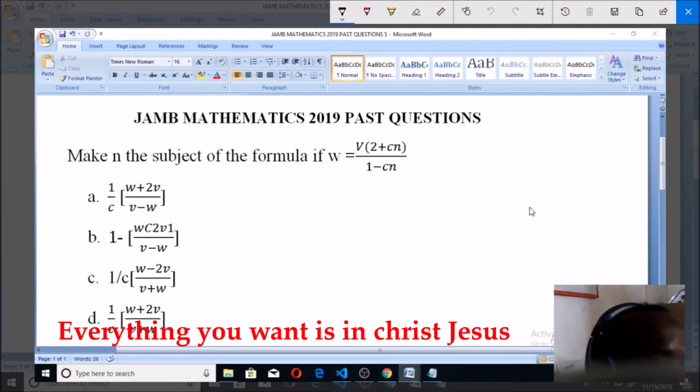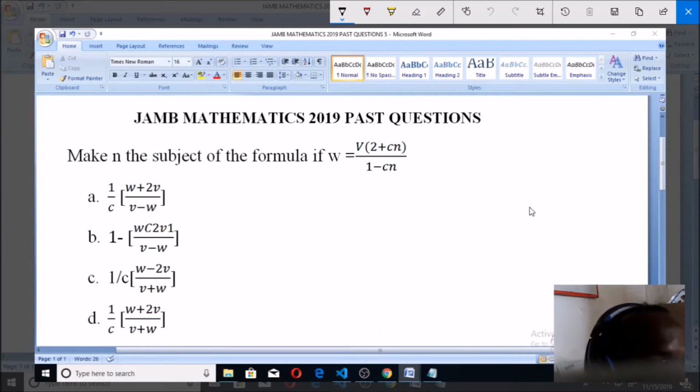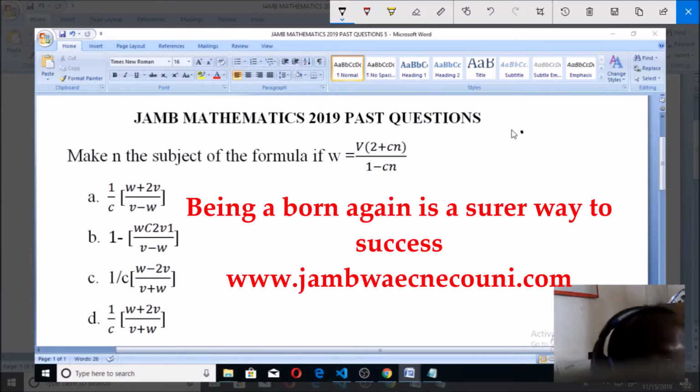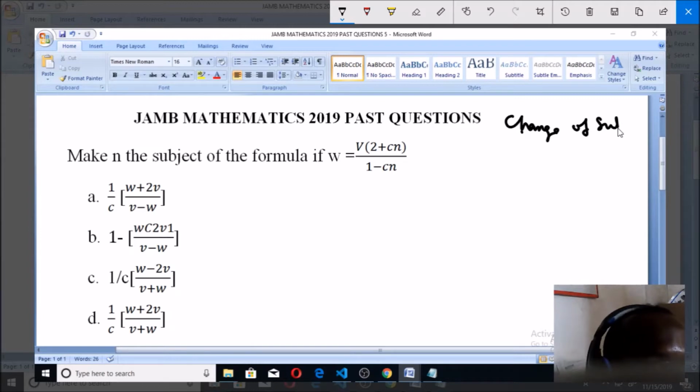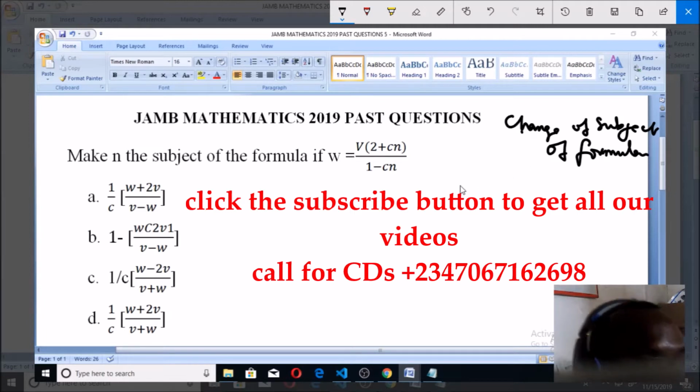Make n the subject of the formula if w is equal to v into bracket 2 plus cn, close the bracket, all over 1 minus cn. Now you can get this problem under change of subject of formula, or subject of formula in your textbook. That's where you get such.